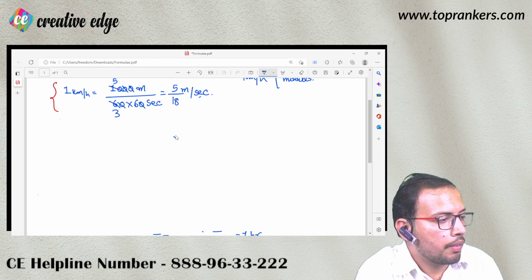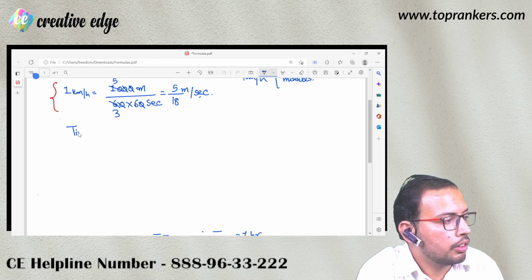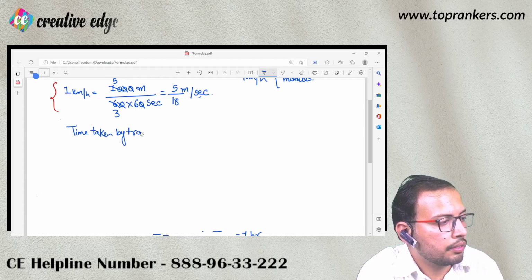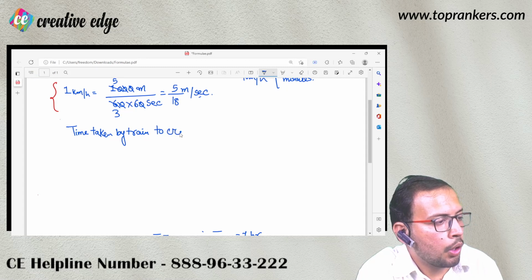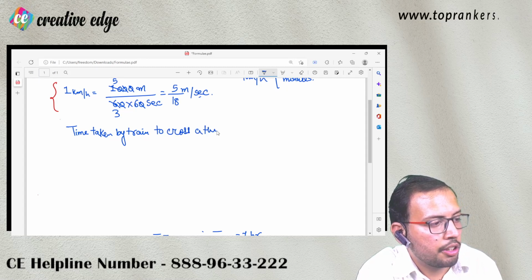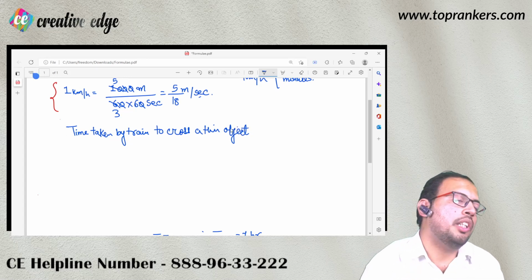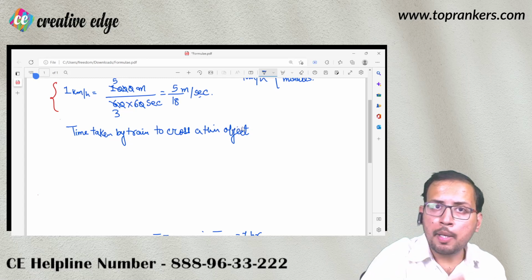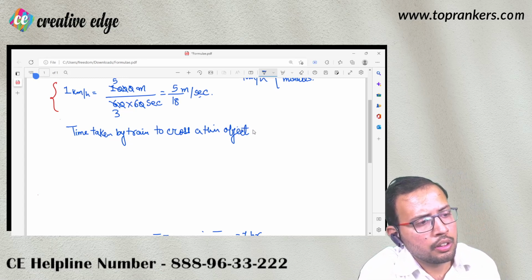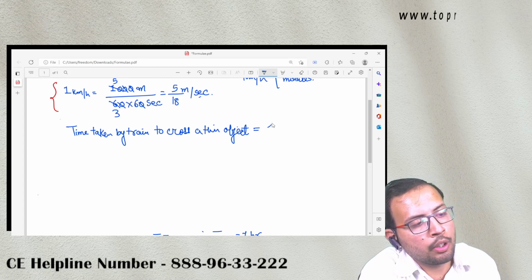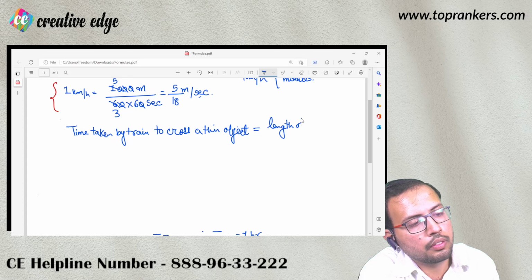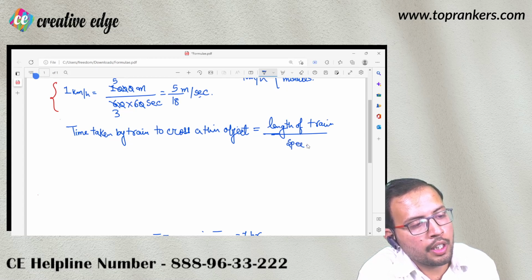So time taken by train to cross a thin object. Now, what do I mean by thin object? Thin object means any pole could be there, any person could be there, right? So it is going to be length of train upon speed of train.